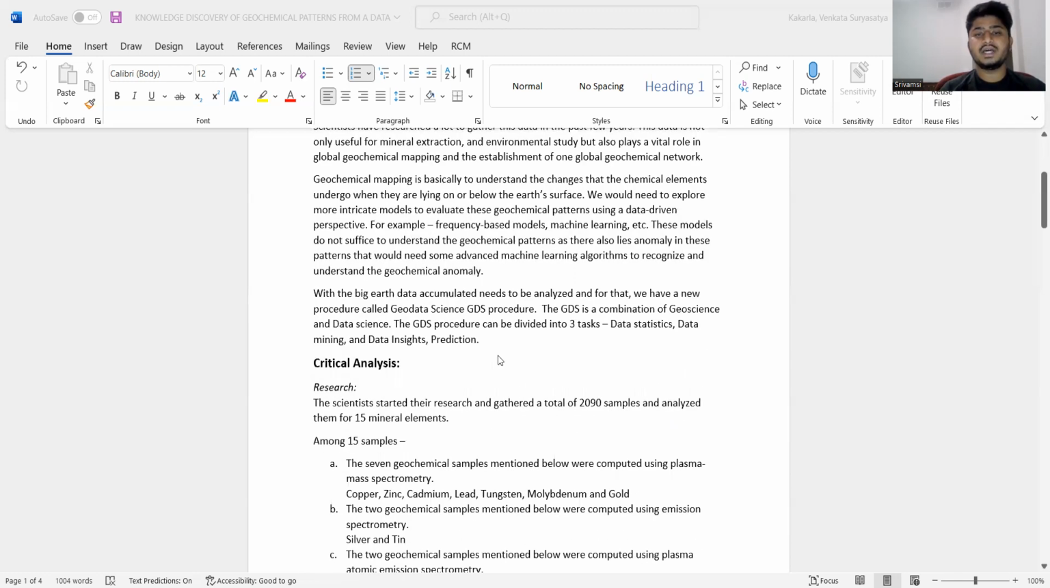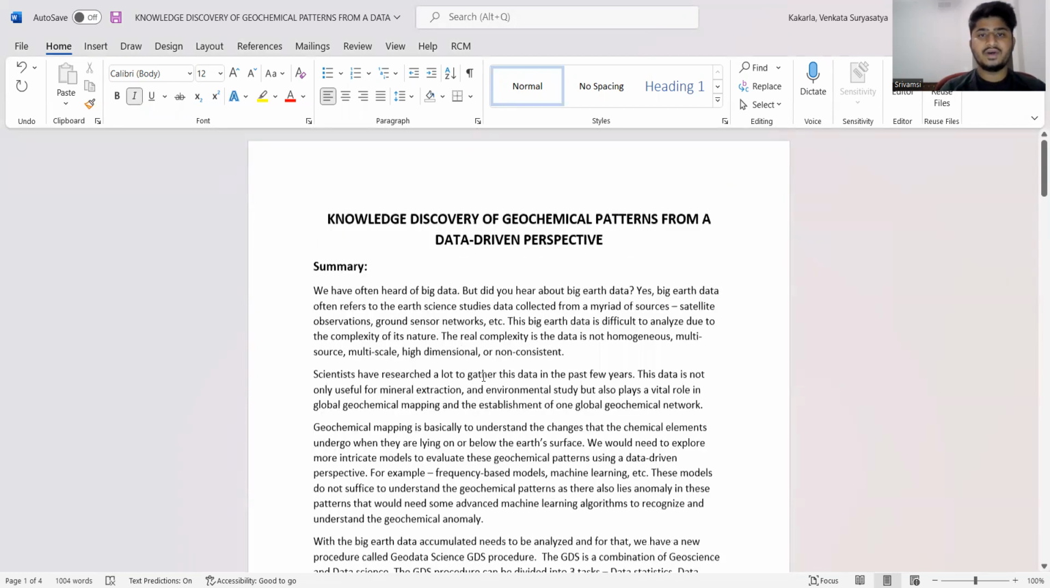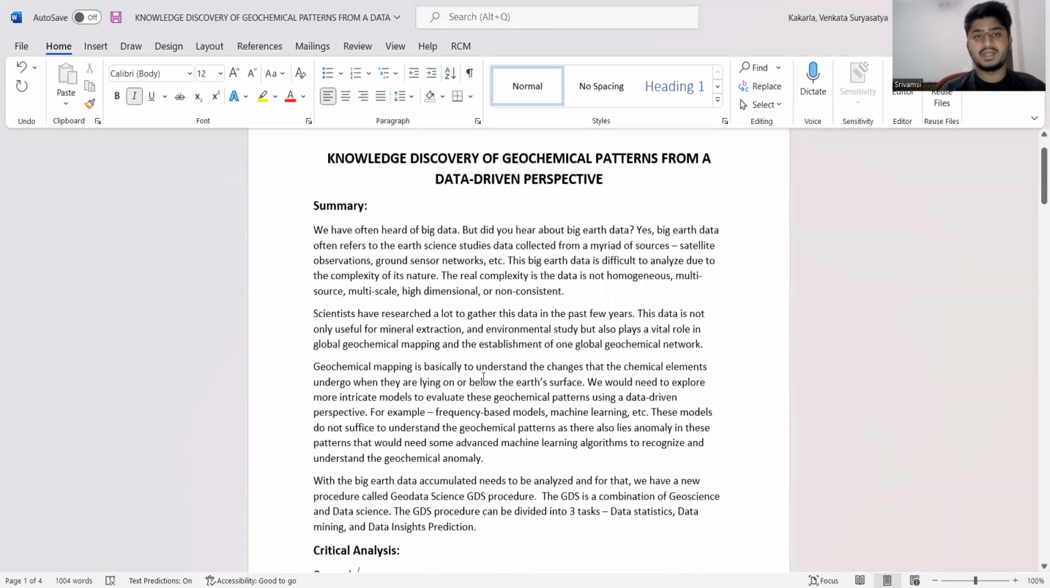With the big Earth data accumulated that needs to be analyzed, we have a new procedure called the geodata science, GDS, procedure. The GDS is a combination of geoscience and data science. The GDS procedure can be divided into three tasks basically: statistics, data mining, and data insights prediction. This is the whole summary of the knowledge discovery of geochemical patterns from a data-driven perspective.